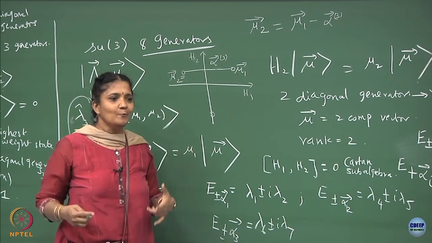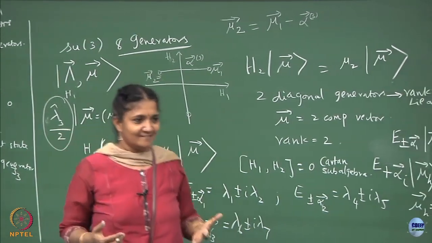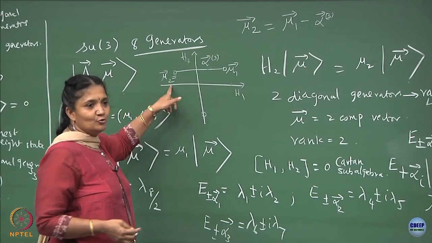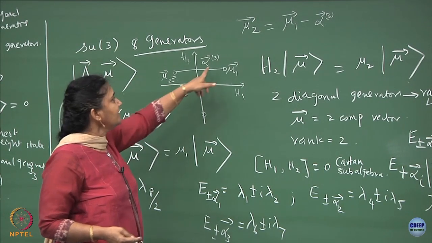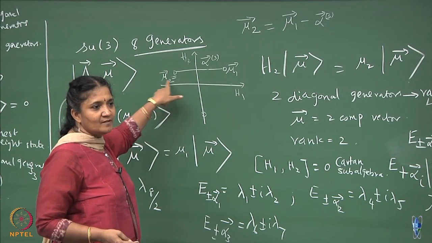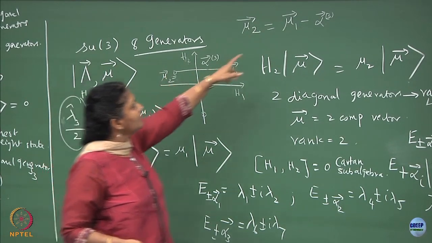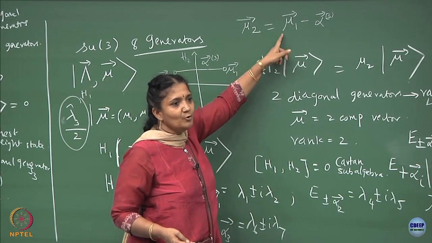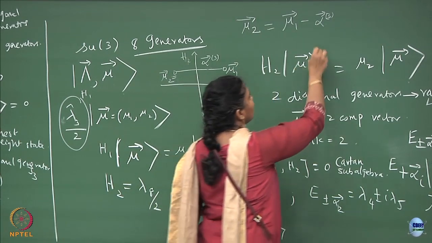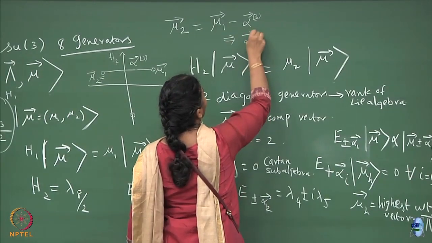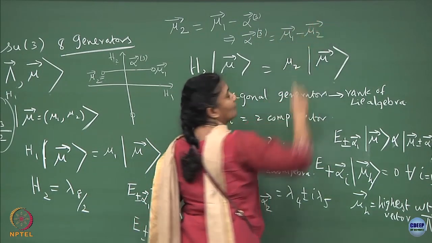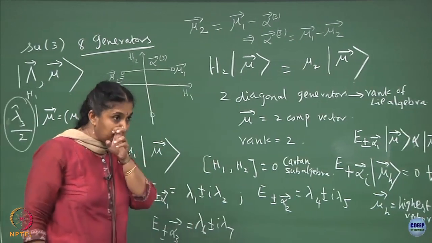That is the way the shift will happen, but it should give me the 3 weight states which I found by using the Gell-Mann matrices. Because I know mu 1 and I know mu 2, I can determine alpha 3. These 2 points I know. The difference between these 2 points, mu 2 minus mu 1 or mu 1 minus mu 2, will give me alpha 3. So alpha 3 is mu 1 minus mu 2, right.